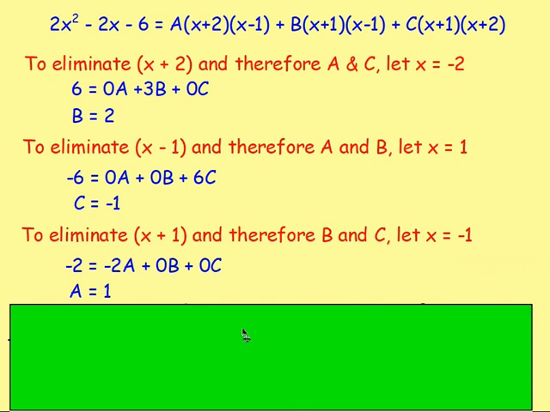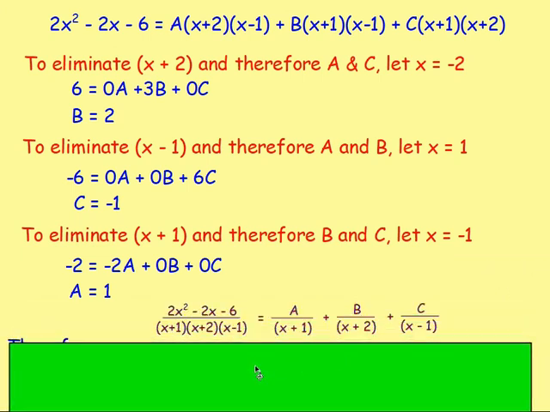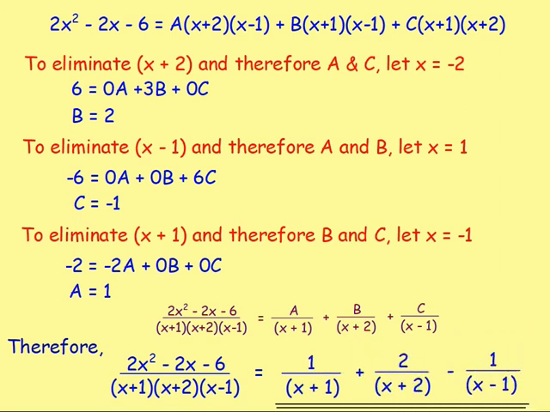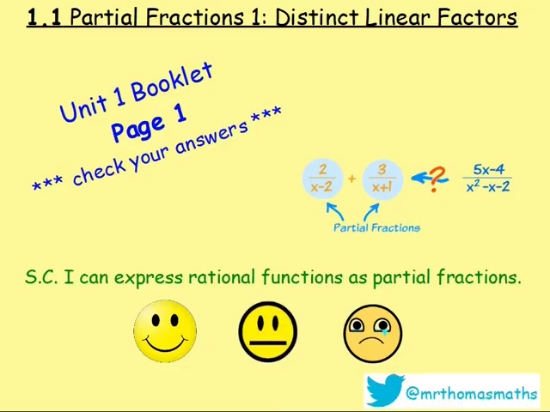You can find that. We were asked to express that in partial fractions. We wrote it as a over x plus 1 plus b over x plus 2 plus c over x take away 1. We found the values of a, b and c. Therefore a is going to be 1, so we'd have 1 over x plus 1. B worked out to be 2, so we'd have 2 over x plus 2. And c was negative 1, so this plus will become a minus, and we'd have take away 1 over x take away 1. And that is your answer.